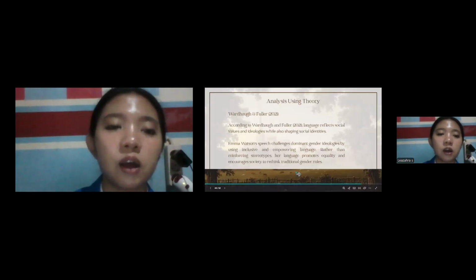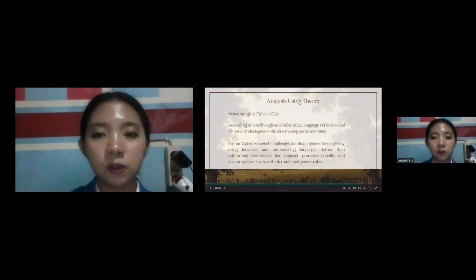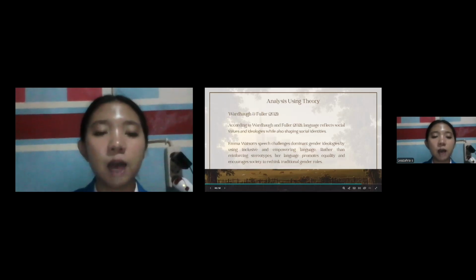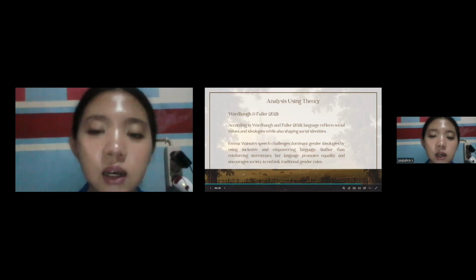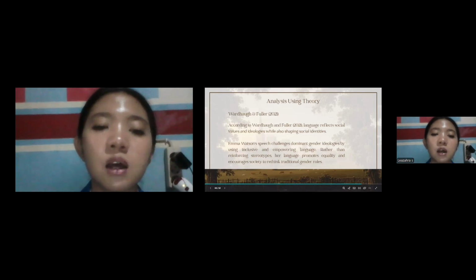Analyzing using theory, Wardhaugh and Fuller. According to Wardhaugh and Fuller, language reflects social values and ideologies while also shaping social identities. Emma Watson's speech challenged dominant gender ideologies by using inclusive and empowering language, rather than reinforcing stereotypes. Her language promotes equality and encourages society to rethink traditional gender roles.